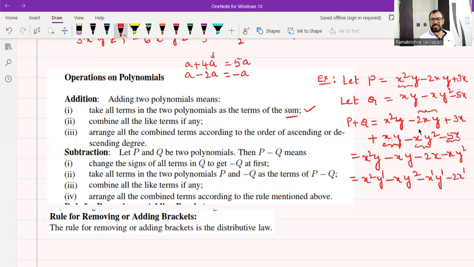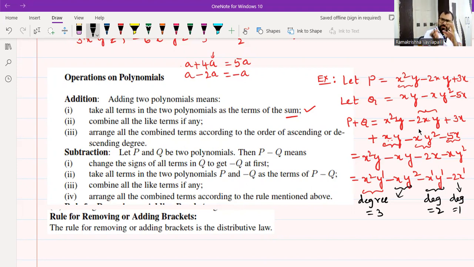Here the degree is 3. Here degree is 3. Equal to 3. Same for this also. Here degree equal to 1. Plus 1, 2. Here the degree is 1. So either you have to write the terms in the polynomial in descending order of degrees of the variables or ascending order of the degrees of the variables.